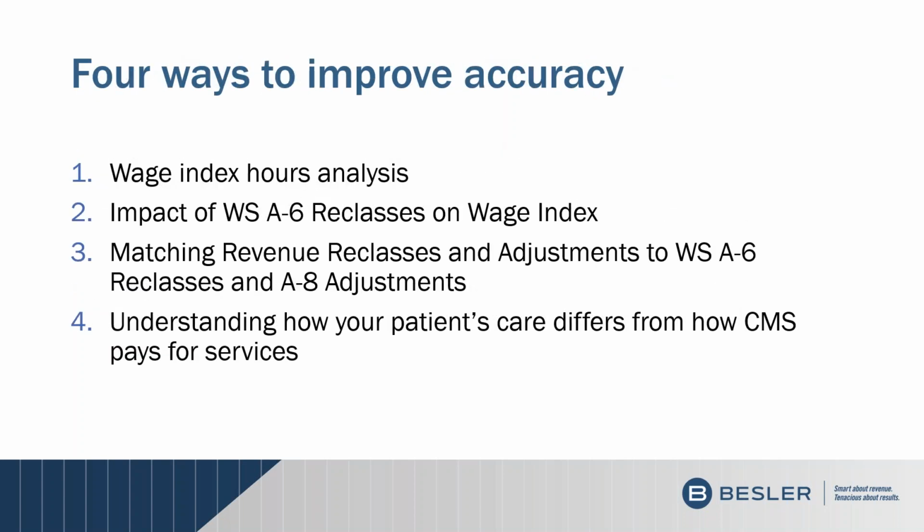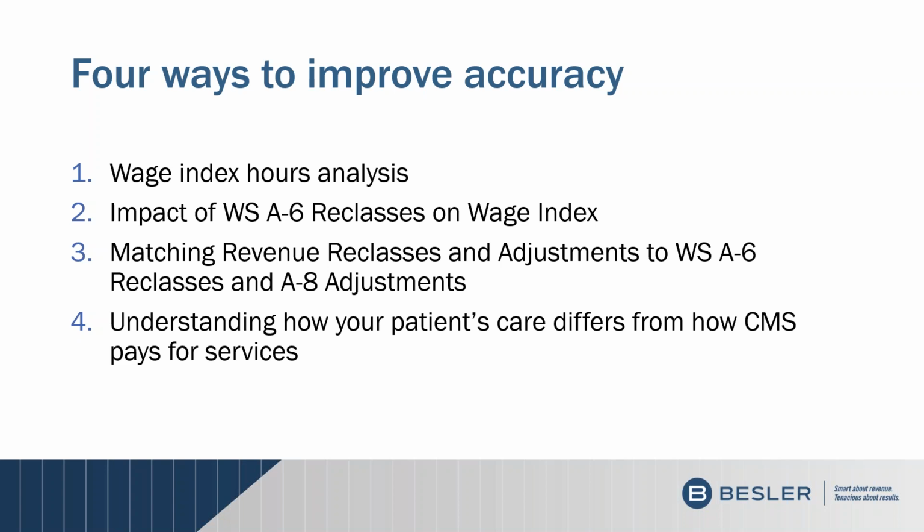So with all of that in mind, we're going to go ahead and talk about the 4 areas that we want to improve accuracy in our cost reports. The first one we're going to talk about is wage index hours analysis. And then we're going to talk about the impact of A6s' work with wage index. I realize that we're going to talk about wage index on 2 of these bullet points, but that's because wage index has a significant impact on our reimbursement. So there's 2 issues there that we definitely want to cover.